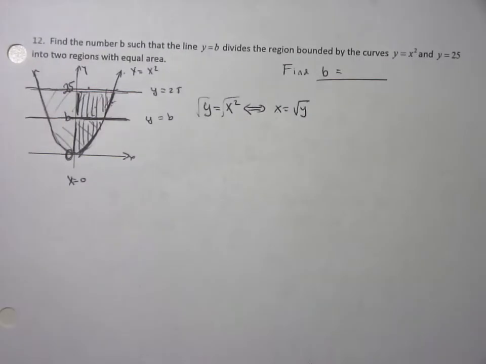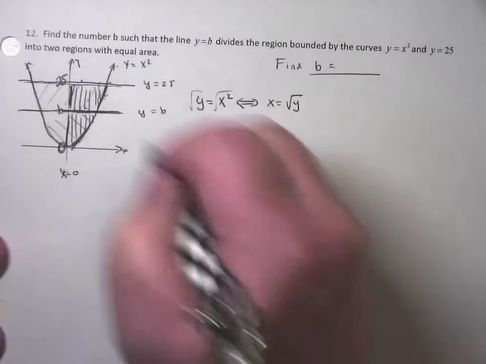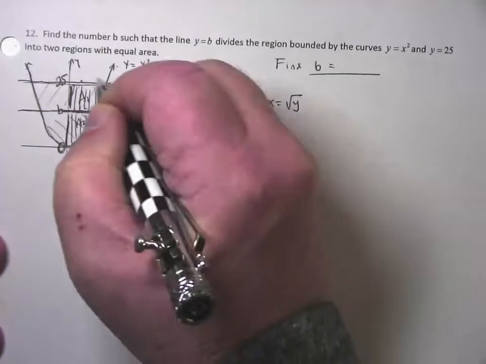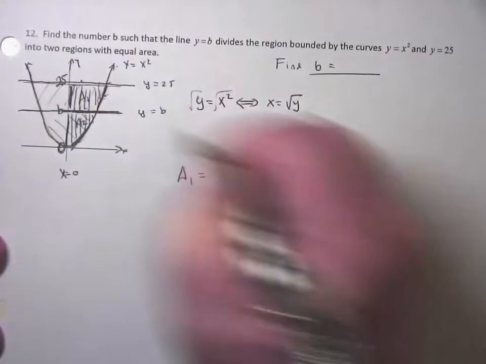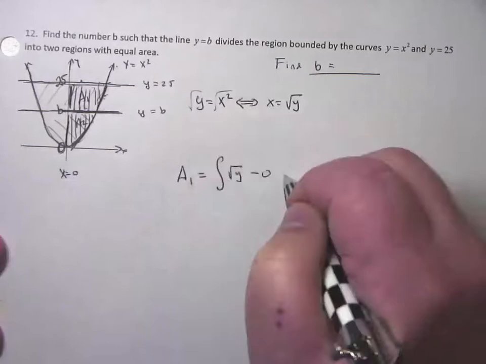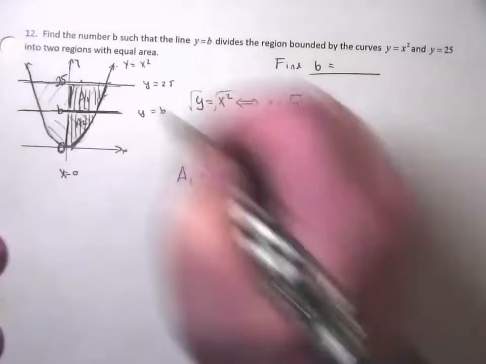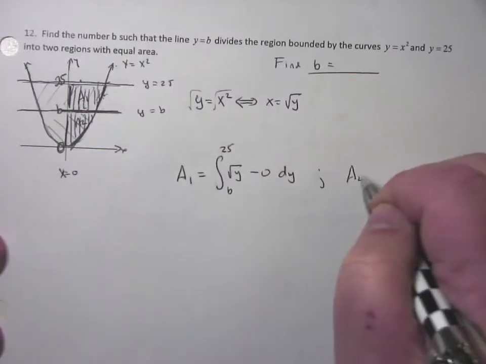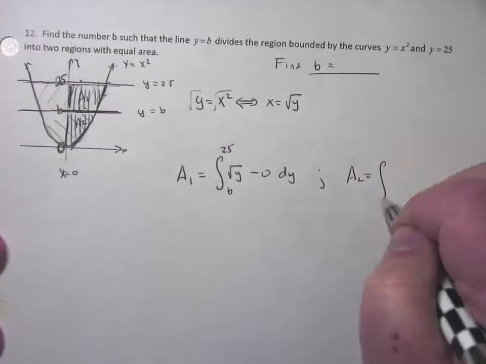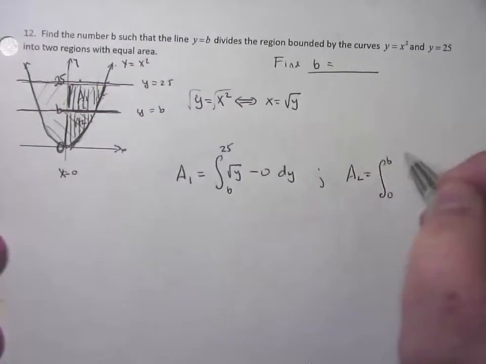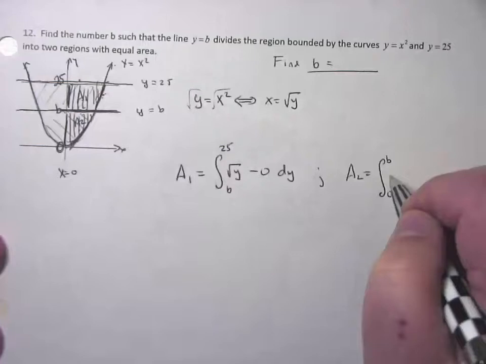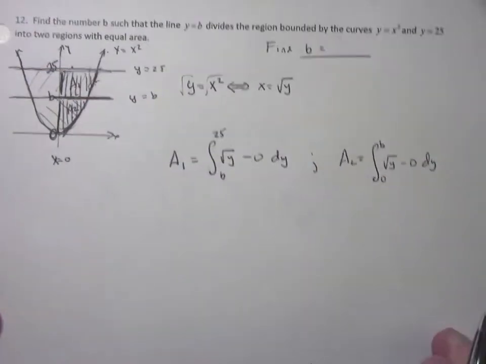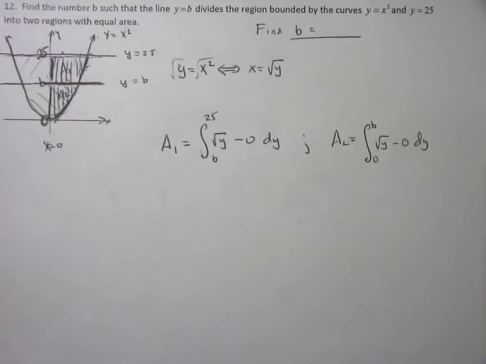So these two regions, I'll call this area 1 and this area 2. Area 1 is going to be equal to the integral of right, which is the square root of y, minus left, which is 0, dy from b to 25. Area 2, this one down here, is going to be the integral from 0 to b of the same thing, the square root of y minus 0, right minus left, dy. And so these two have to be equal to each other, so you solve this.